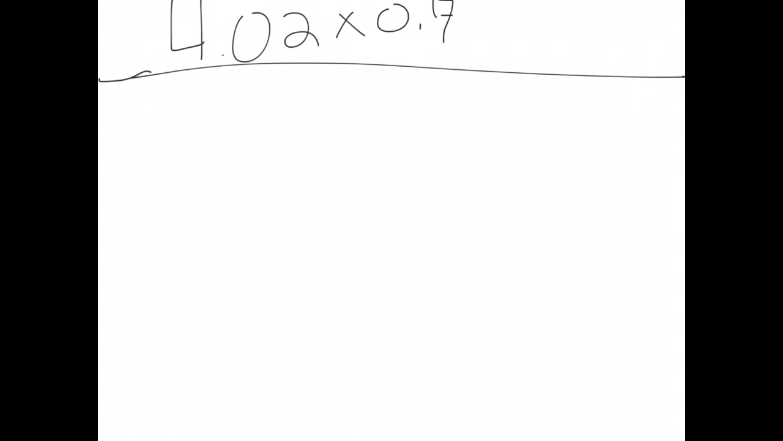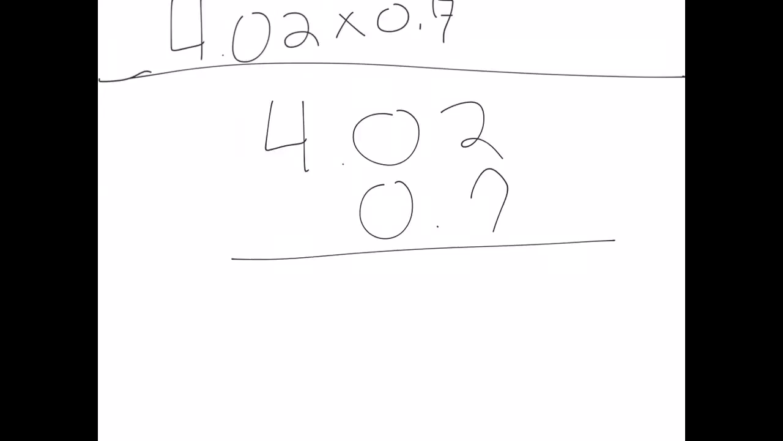I'm going to multiply 4.02 and 0.7. Since I'm multiplying, I don't need to line up the decimals. 2 times 7 is 14. 4 carry the 1. 7 times 0 is 0 plus 1 is 1. 4 times 7 is 28.